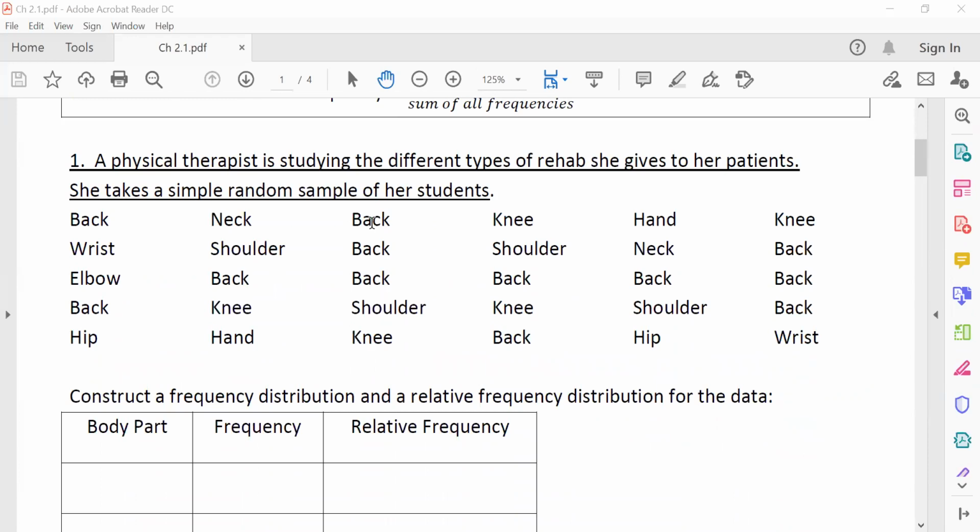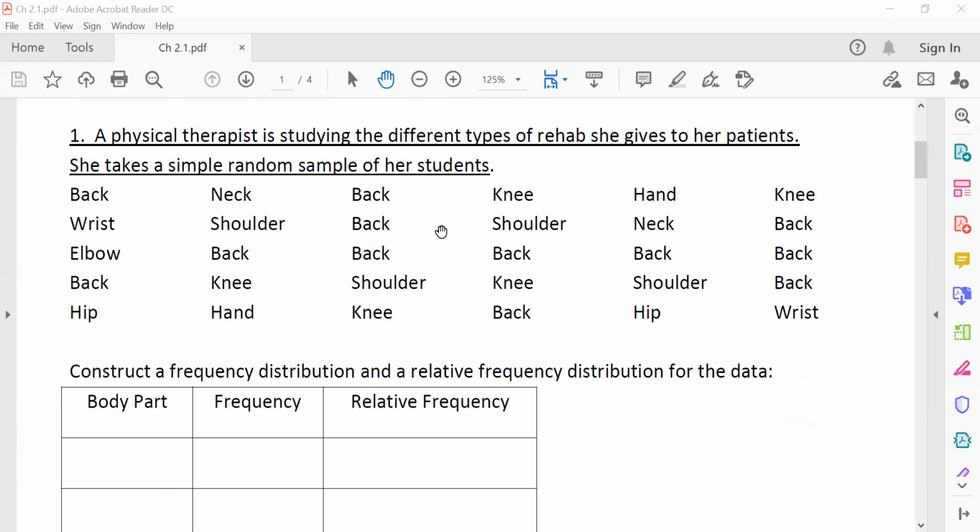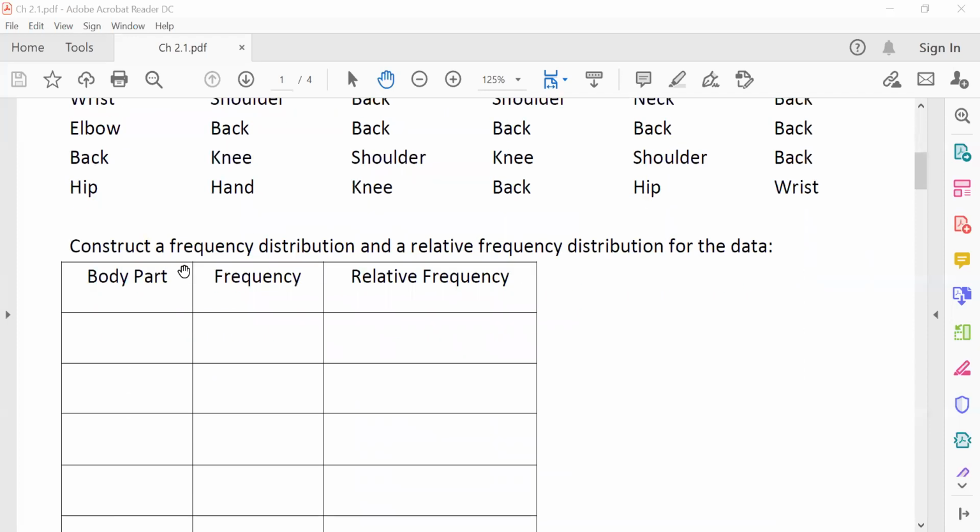So a perfect example of this would be a physical therapist studying the different types of rehab she gives to her patients. She takes a simple random sample of her patients. The first person she talked to was having back issues. The next person was having wrist issues. Next person, elbow issues, and so on. As you can see, you could have multiple people with back issues. In fact, that looks to be the case for sure. You could have multiple people with knee issues or hand issues. So that's really ultimately what we're going to be counting here: each of the different types of issue and how often they occurred.